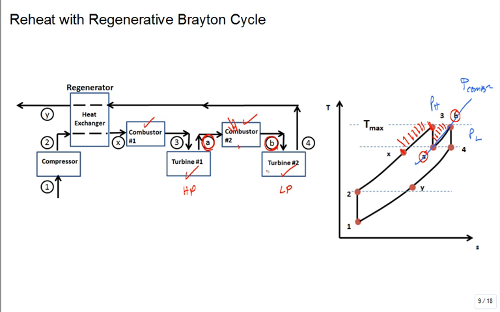Bring heat into the working fluid at high temperatures, great for performance. Reject heat at low temperatures, great for performance, okay? So this is a strategy for improving the efficiency of the Brayton cycle. Make sense? Let's take a look at another one.